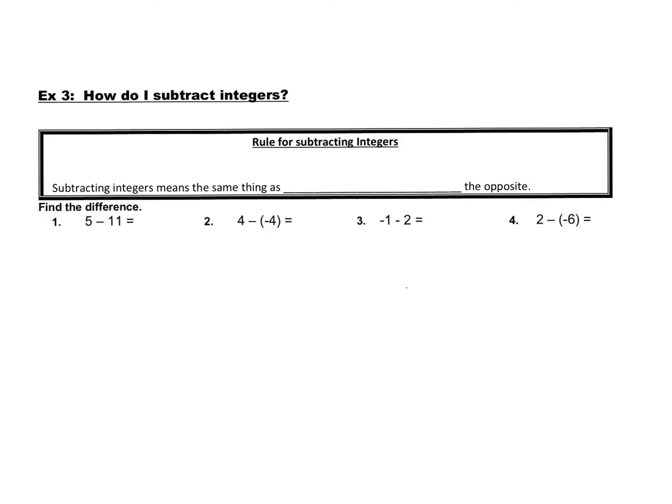All right, example number 3, how do I subtract integers? So the rule for subtracting integers is subtracting integers means the same thing as adding its opposite. So we're adding the opposite. So let's take a look at what that looks like. So I have 5 minus 11. All right, so we're going to add the opposite. So if I make this a plus, I'm going to make this negative, that's adding the opposite. And some of you may have heard the click, click, add the opposite. So 5 minus 11 is the same thing as 5 plus negative 11.